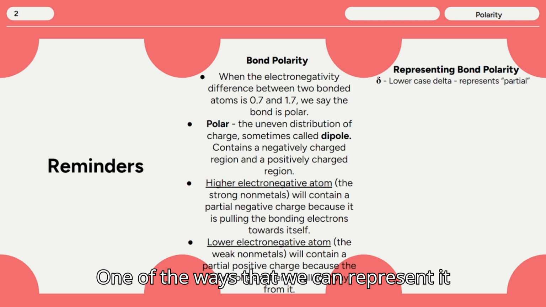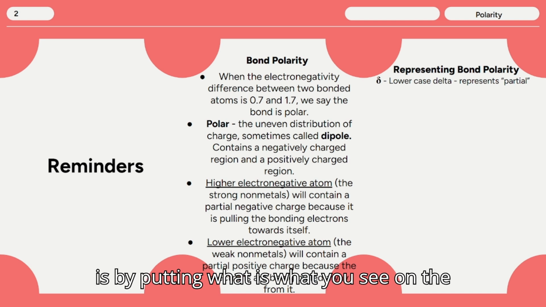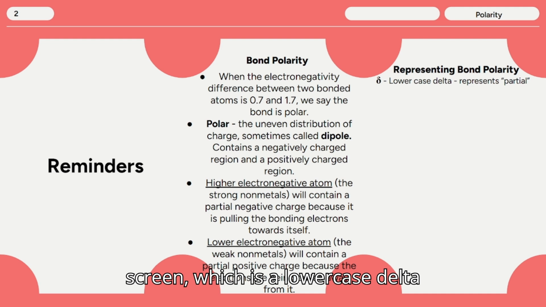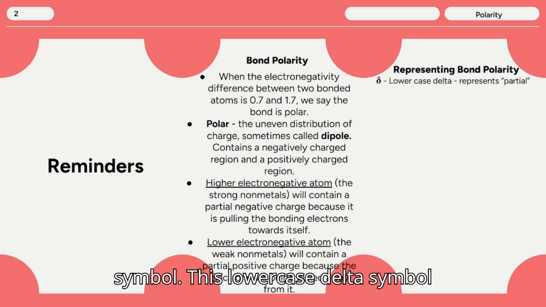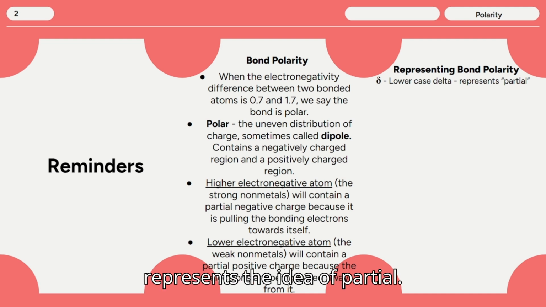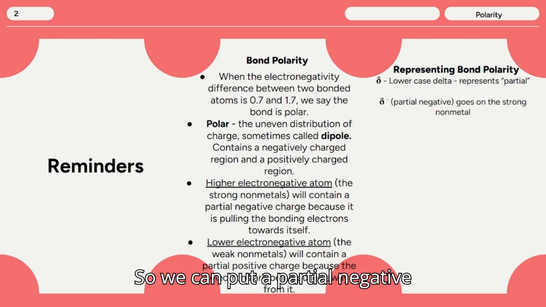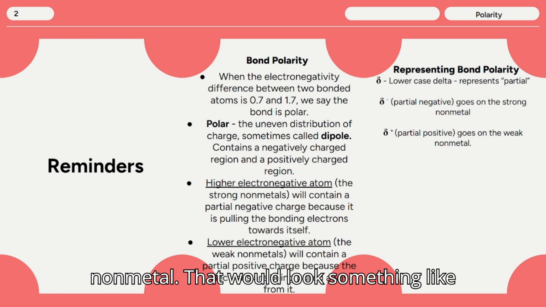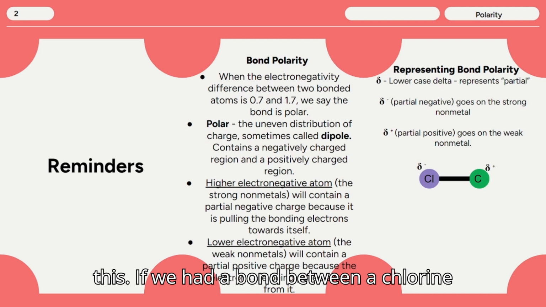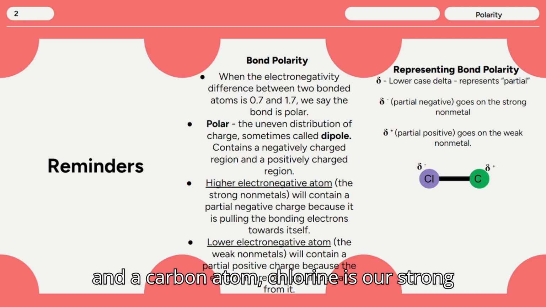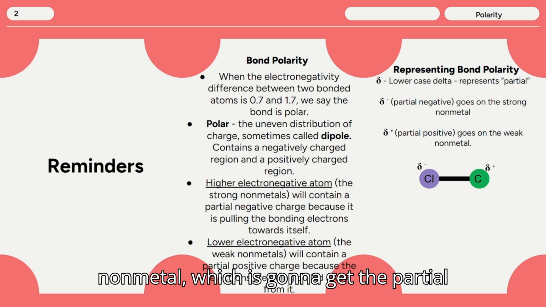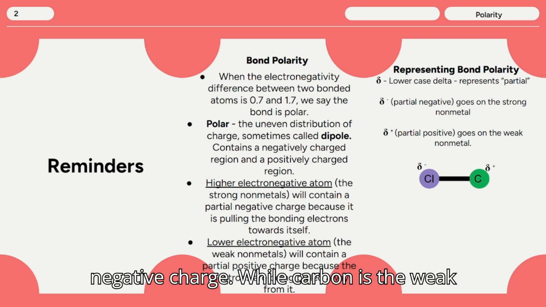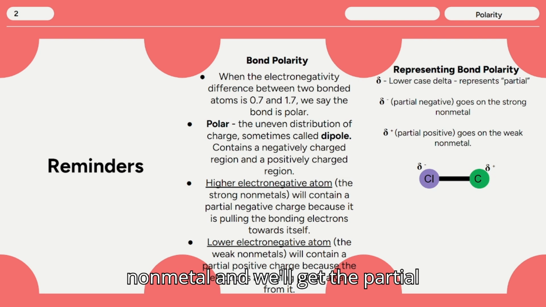One of the ways that we can represent it is by putting what you see on the screen, which is a lowercase delta symbol. This lowercase delta symbol represents the idea of partial. So we can put a partial negative on the strong nonmetal, and then we can put the partial positive on the weak nonmetal. That would look something like this. If we had a bond between a chlorine and a carbon atom, chlorine is our strong nonmetal, which is going to get the partial negative charge, while carbon is the weak nonmetal and will get the partial positive charge.